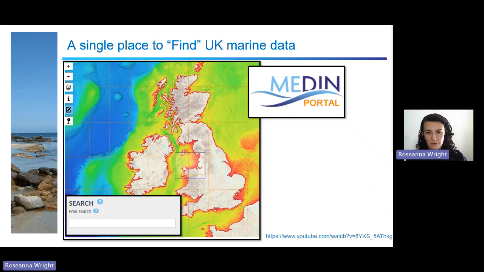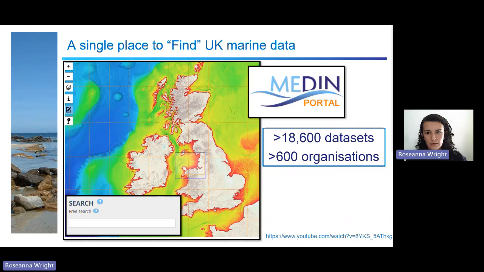So because all of the discovery metadata records from all the different organizations are formatted in the same way and contain all of the same information, we can display that on our centralized portal and allow users to search for datasets all in one place. We currently have over 18,600 datasets from over 600 originating organizations. And also because the standard is compliant with national and international standards, it means these records can be further distributed to other national and international initiatives like data.gov, ICES, and EMODnet. So this makes those datasets even more widely discoverable.